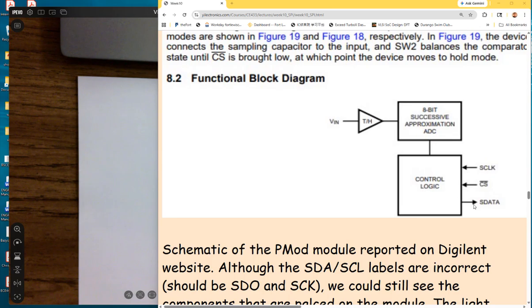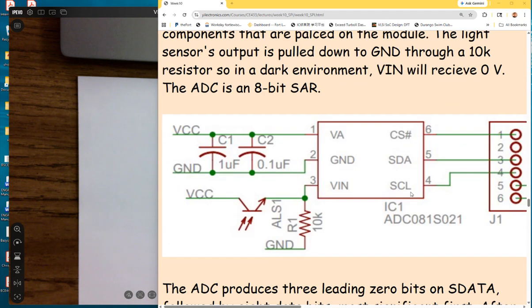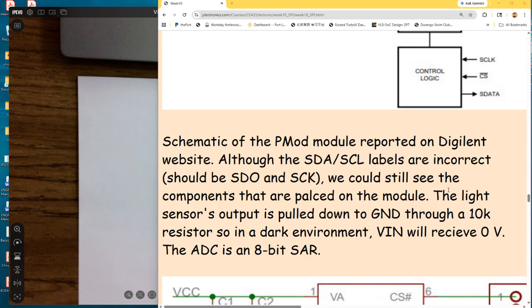Light sensor module? What's that called? Is it the ALS? Yeah. Because it's basically just the ADC on it, right? Just ADC on it. And the light sensor signal goes to VIN. And the output of the ADC is not going anywhere but the ports of the PMOD module.